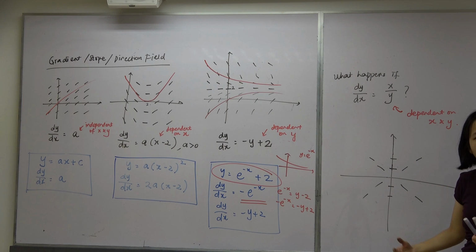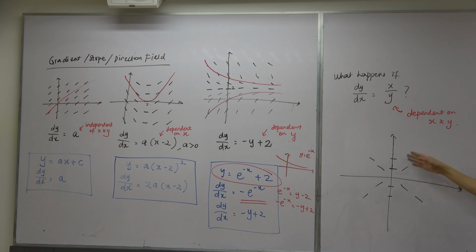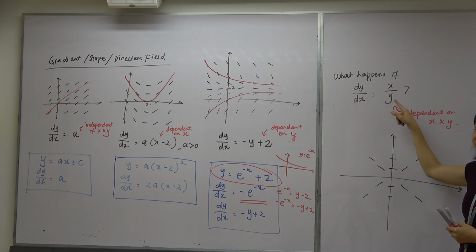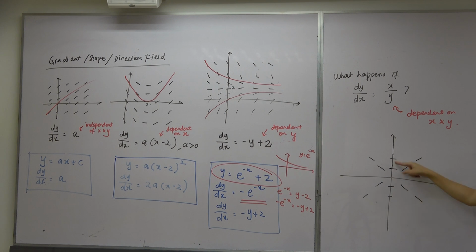So how then do I actually sketch a slope field? This is what I have done earlier. I'm going to look at my y-axis first. When it is the y-axis, I have x equal to 0, am I correct? So the moment I have x equal to 0, disregarding what the y value is, I'm going to have a gradient of 0. Hence, I've got a horizontal line plotted.